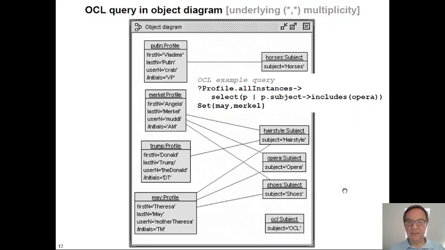The intention is that profile objects, or persons standing behind the profiles, can express interest in particular subjects. So, for example, the profile May, standing for Theresa May, is connected through the interest association to the hairstyle object, to the opera object, and to the shoes object, and that's their interest.